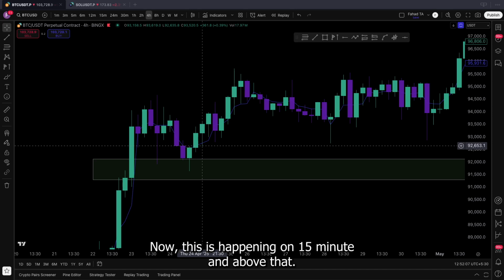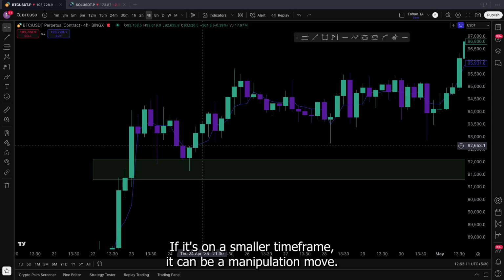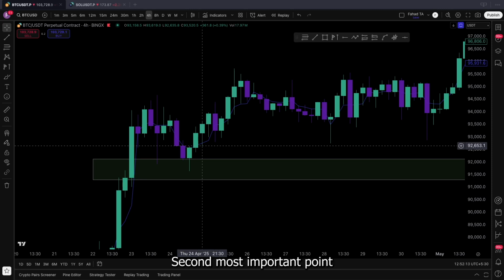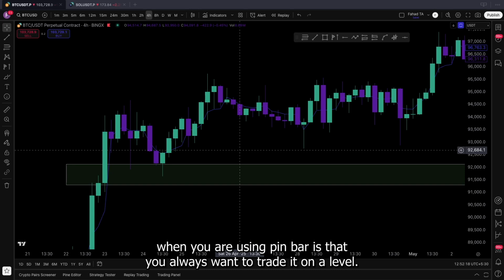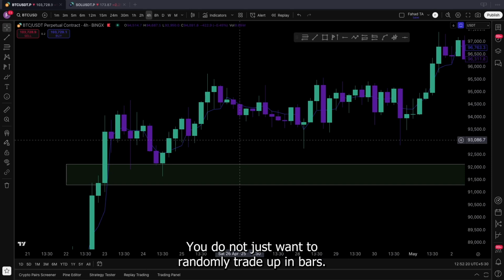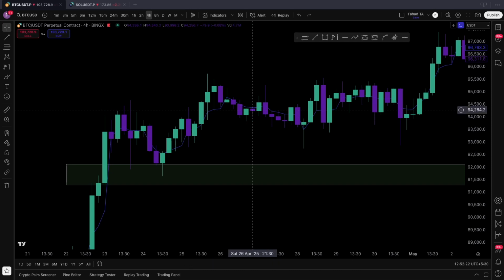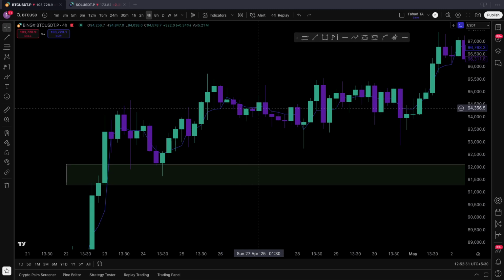Now if this is happening on 15 minutes and above, it's a great sign. If it's on a smaller time frame, it can be a manipulation move. Second most important point when you are using pin bar is that you always want to trade it on a level. You do not just want to randomly trade a pin bar. So this was a random pin bar. Let's say we did not have any level here. So you do not want to trade this kind of pin bars into buying or selling.